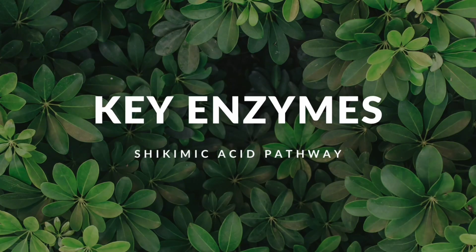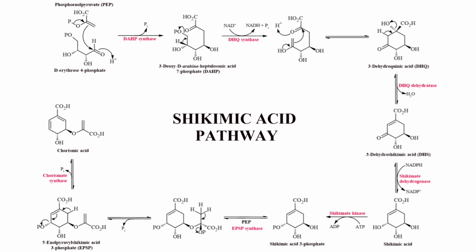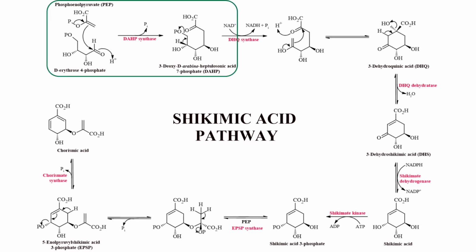Hi everyone, I'm Hwei Xin. I will explain the key enzymes involved in the Shikimic acid pathway. Overall, the Shikimic acid pathway consists of 7 enzyme-catalyzed steps. These enzymes work one after another, starting from DAHP synthase and ending with chorismate synthase to guide the pathway in a stepwise manner. Although the pathway consists of 7 enzyme-catalyzed steps, I will focus on 3 key enzymes that are especially important for regulation and biological significance.